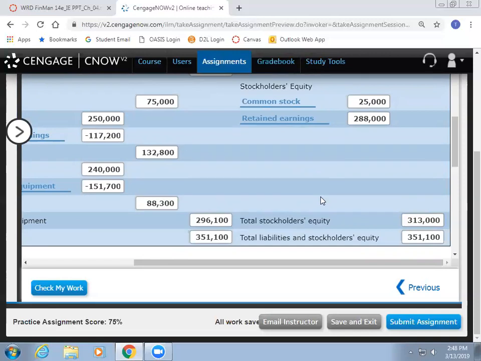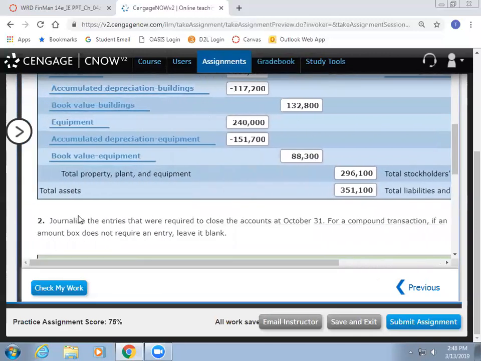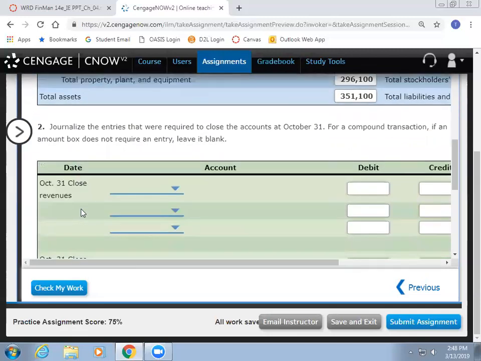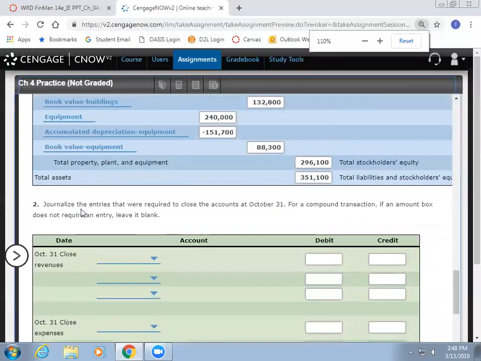Okay. This one's kind of long, but hopefully we'll have a little bit of time left over. I forget how long some of these are, so I apologize. We'll get through it though. It wants us to do the closing entries. We'll make this just a tad bit smaller so we can see.